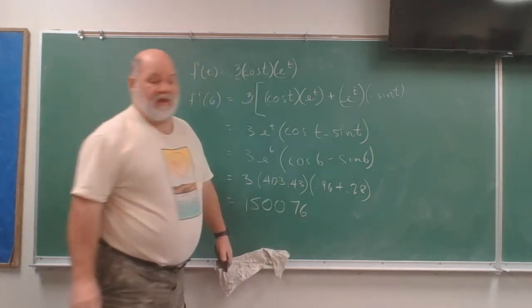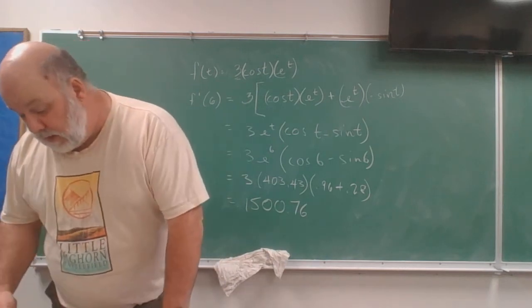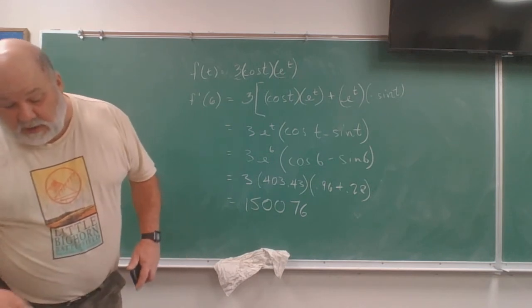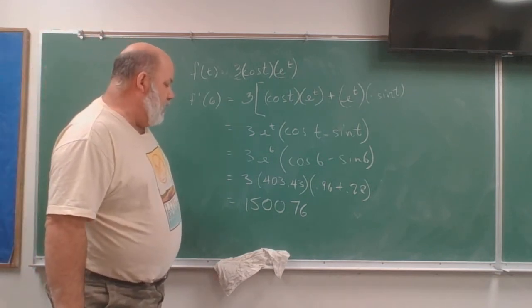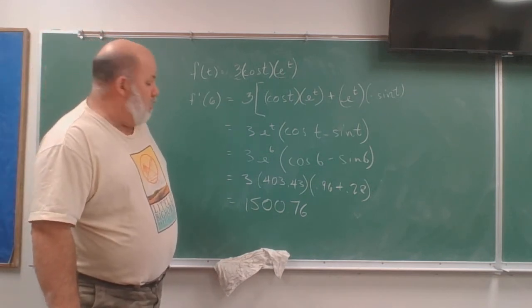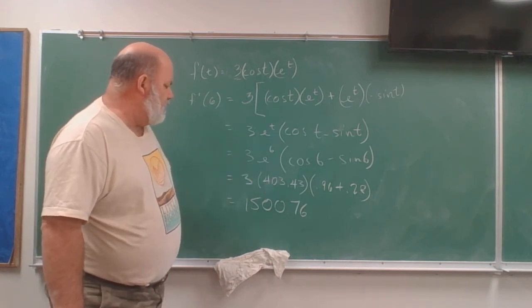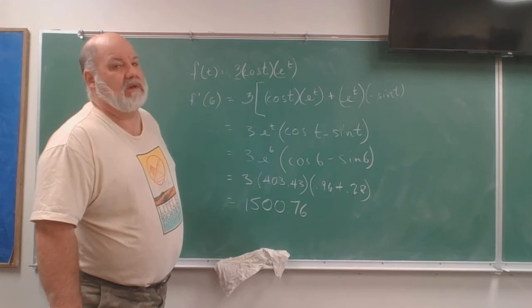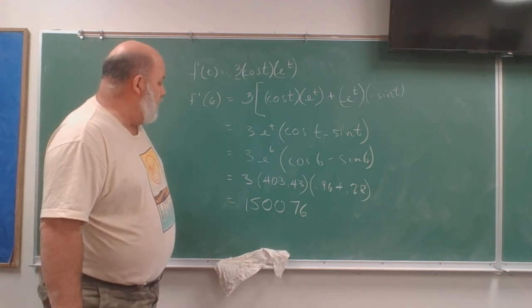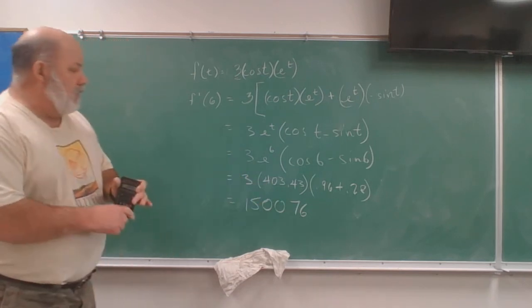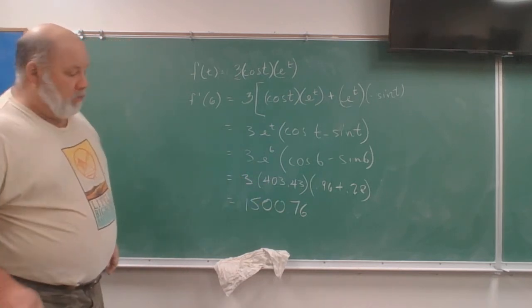1500.76, and I believe that is the answer the book had. They had 1500.25. How we're off by 0.5, I don't know, but we're real close. May have been how we rounded. They said to round to 2 decimal places. They may have waited till the end to do that. I don't know. I may have pushed a button incorrectly, but there's the gist of how it works.